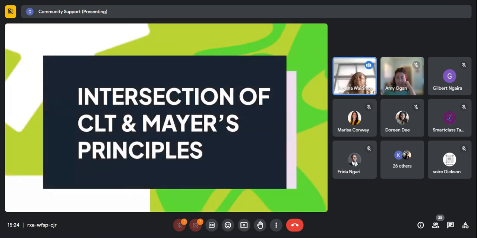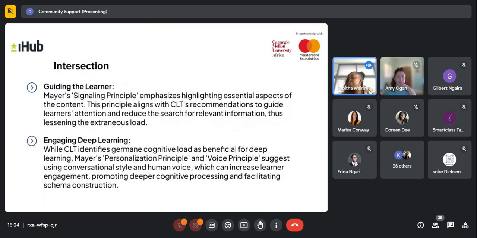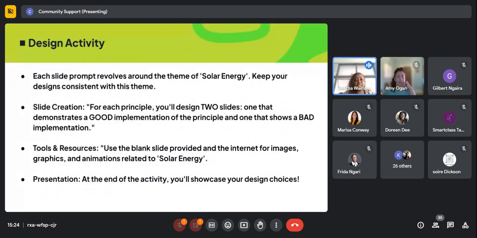Yeah, so intersection, I think we will do as we do the feedback for the activity. So I'll skip through that a bit. It's just 5 points though. So we have a design activity for you. For each slide prompt, we're going to take you into breakout rooms automatically in a bit. Each slide prompt revolves around the theme of solar energy. Keep your designs consistent with this theme.